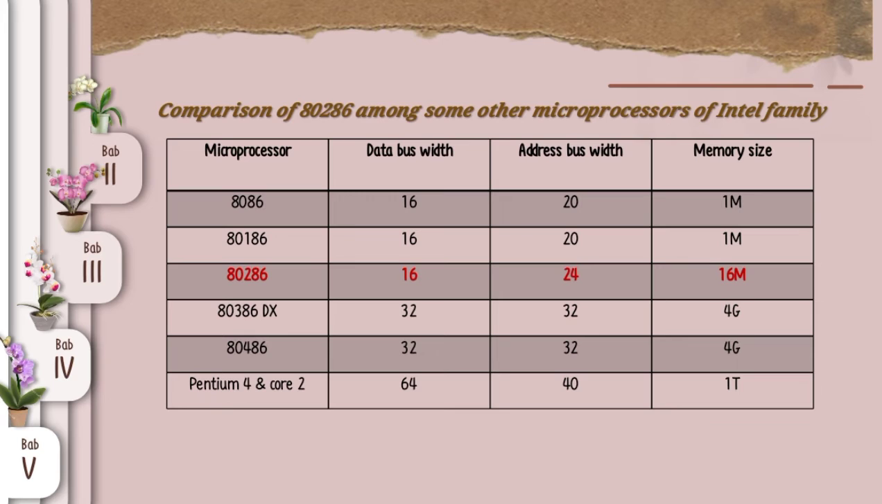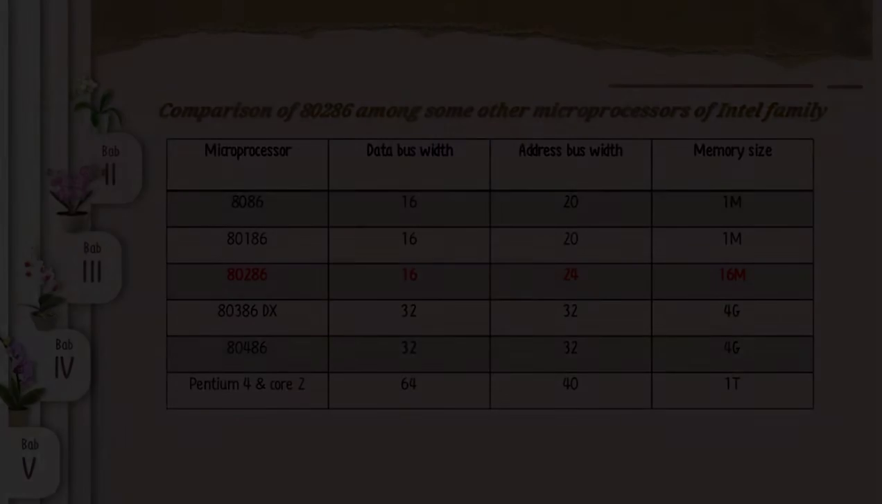Our last microprocessors are the Pentium 4 and Core 2. The Pentium 4 and Core 2 have a data bus width of 64, an address bus width of 40, and a memory size of 1 terabyte. As you can see in the table, the best microprocessors are the Pentium 4 and Core 2 because they have a data bus width of 64, an address bus width of 40, and a memory size of 1 terabyte.